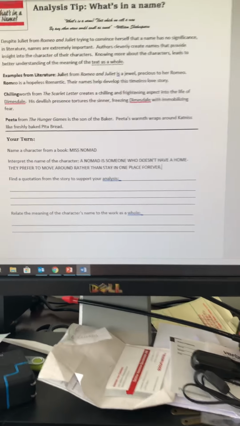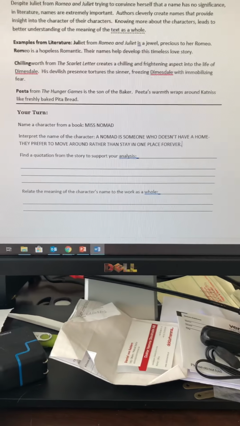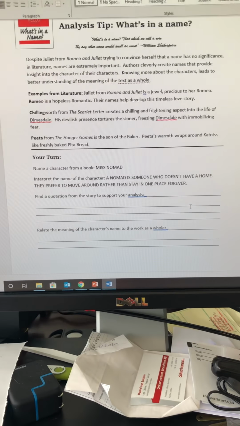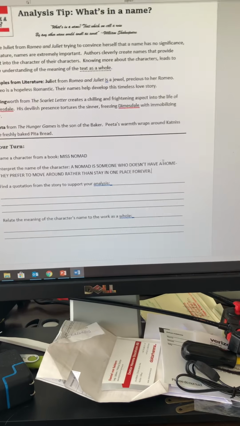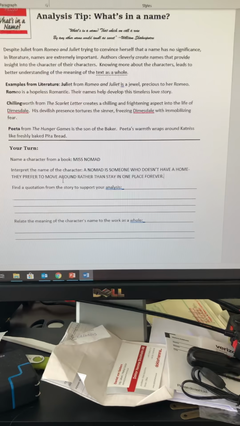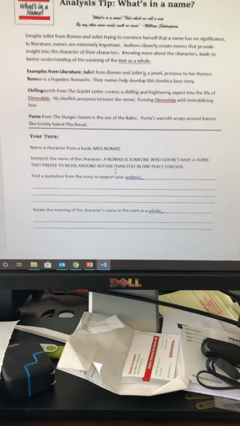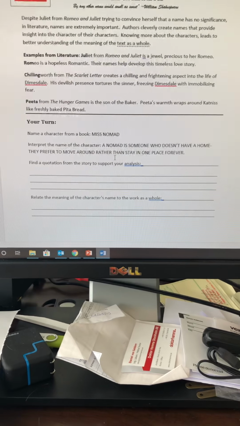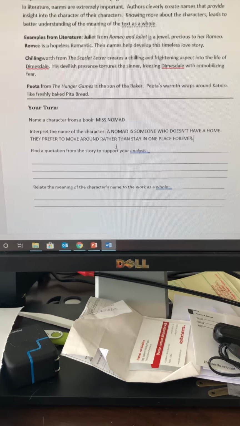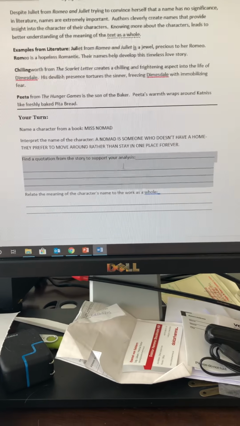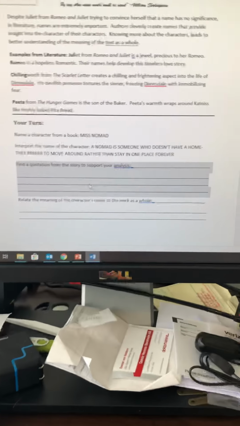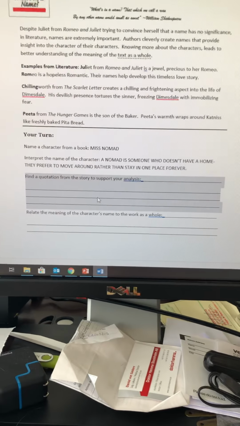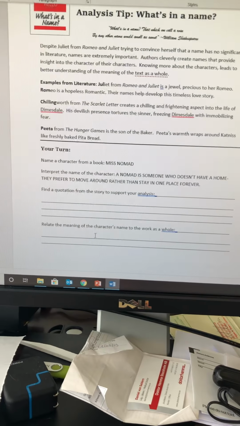Okay? So at this point in the novel, we don't know that much about Miss Nomad, but we know that her name might be important because of this, that she doesn't have a home base. She might want to move around or maybe move careers. But we'll find out more about her. All right, the next part says, find a quotation from the story to support your analysis. I can't have you do this part because you guys don't have the book in front of you. So I'm not going to make your life more difficult. We're going to skip that part and we're going to move on down to here.